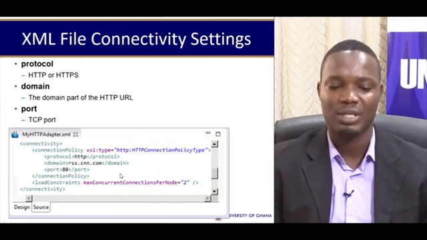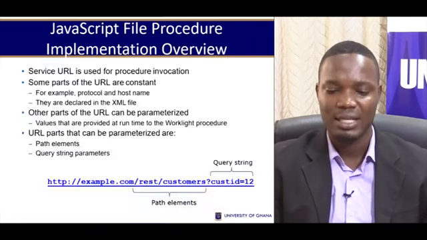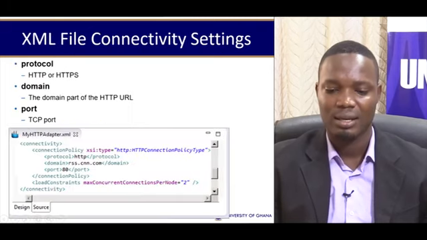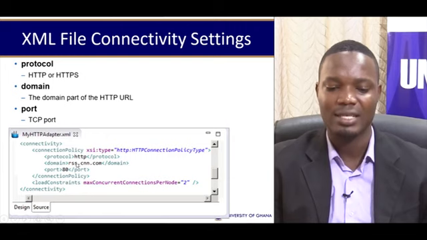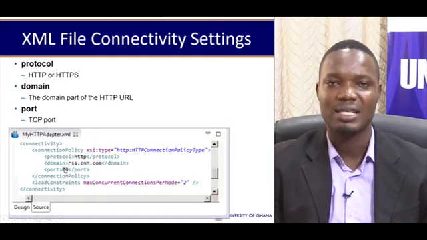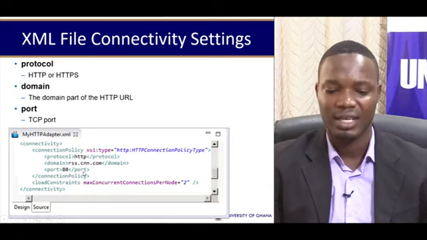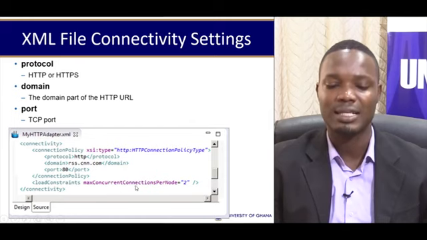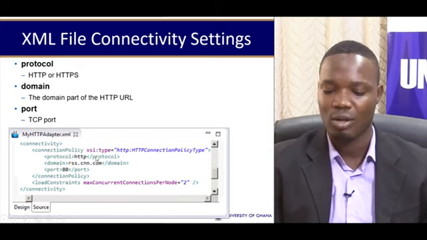the TCP port. You can actually see all of that in the connectivity tag in our XML, how all of these are specified. Here we are connecting to an RSS feed from CNN in this example, and the port is port 80. And we can specify other things like the maximum concurrent connections per node and all of that.